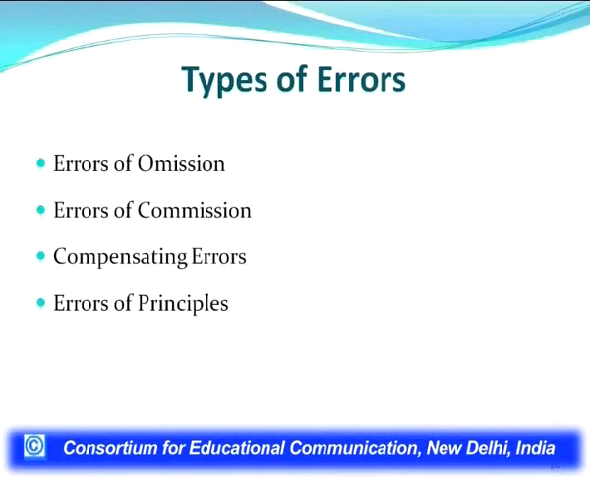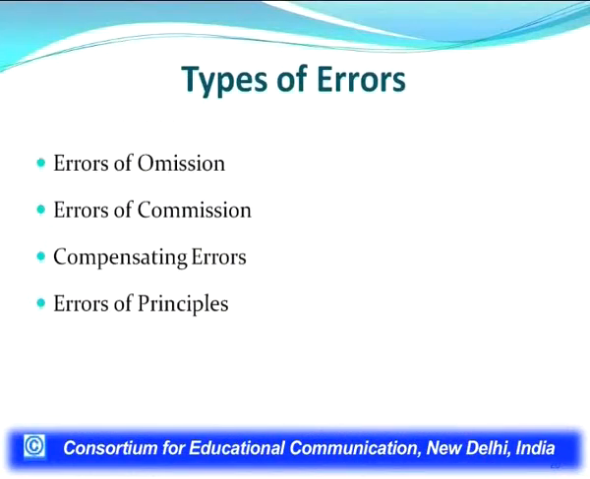People believe in it. So, errors mean any type of mistake made while accounting, either in the first process, recording the business transactions, or in the second step of the accounting process, that is posting into the ledger, or preparing the trial balance, it may also be committed at that point. All these errors may be classified on the basis of their nature into four categories: errors of omission, errors of commission, compensating errors, or errors of principles.